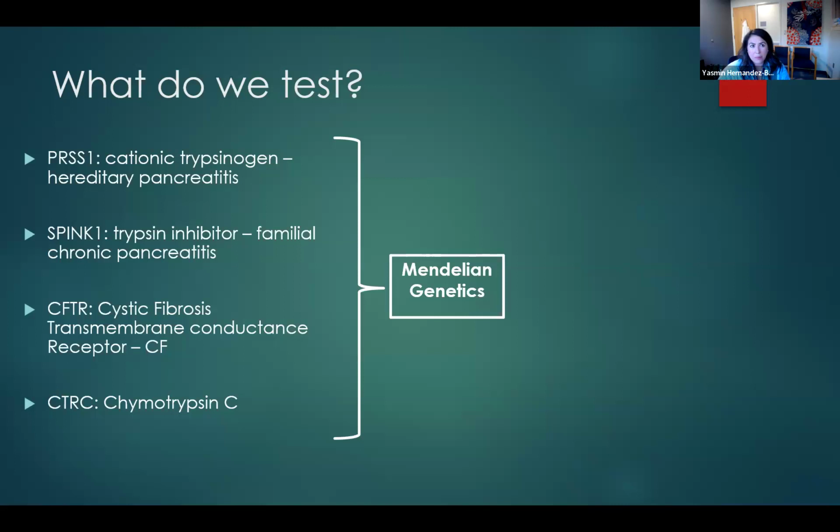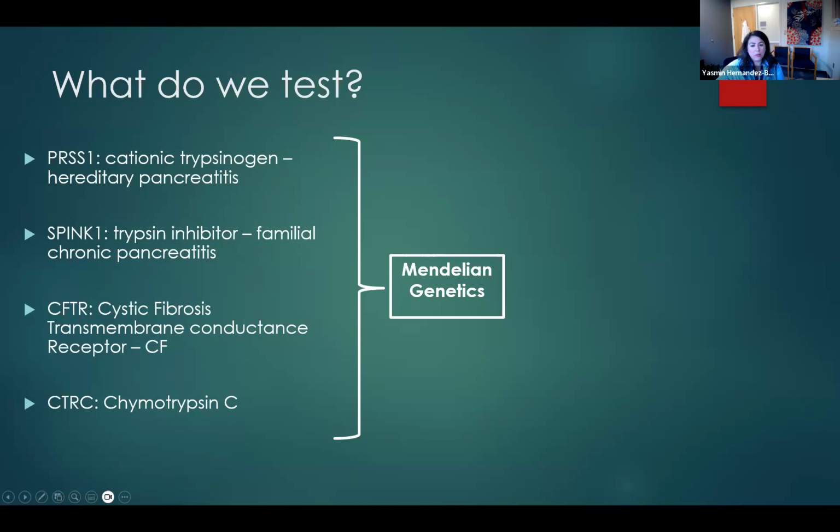So traditionally, in the majority of the gene panels, and when you work with a genetic counselor, they will include 4 major genes: PRSS1, which encodes cationic trypsinogen, the gene involved in 80% of hereditary pancreatitis; SPINK1, which is a trypsin inhibitor involved in familial chronic pancreatitis; CFTR, which is the cystic fibrosis or cystic fibrosis related disorder gene; or CTRC. These genes are inherited by very classic Mendelian genetics.